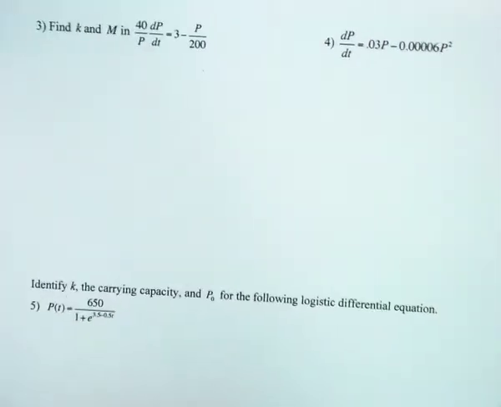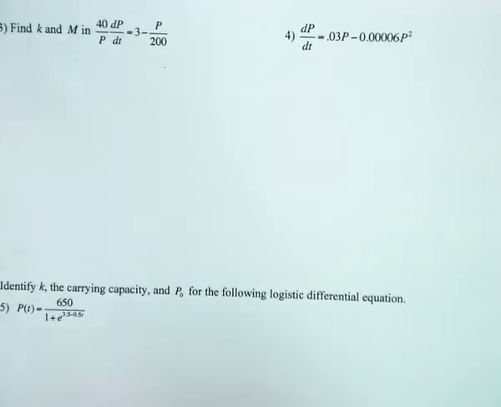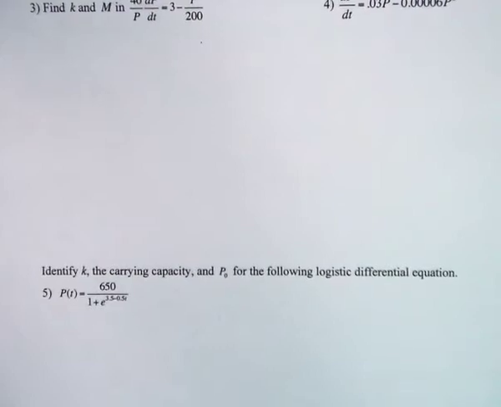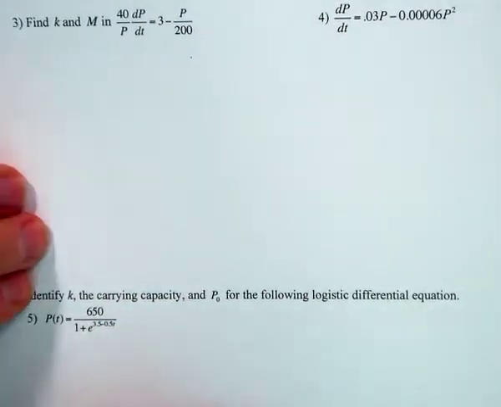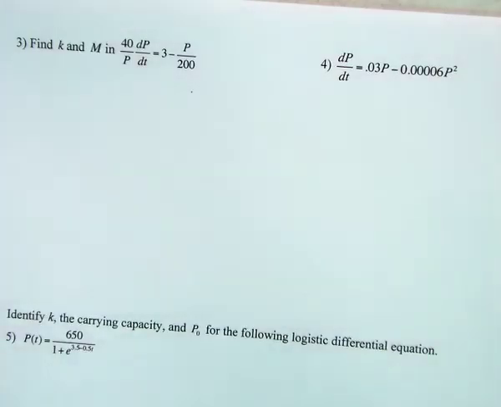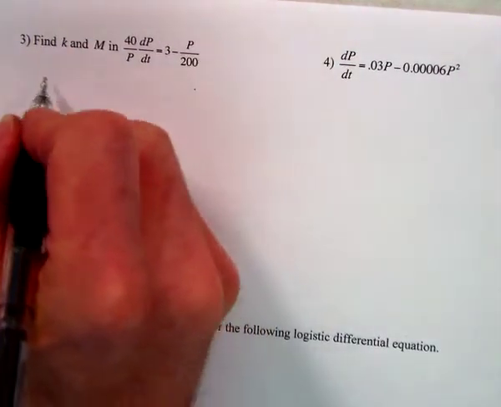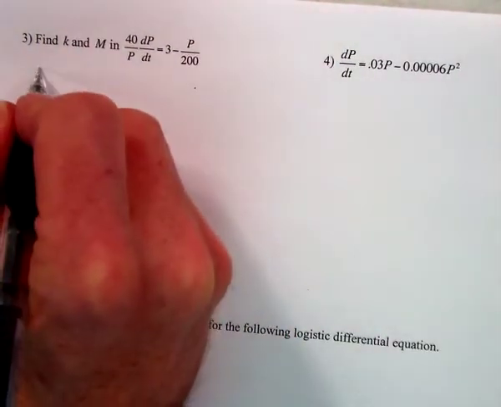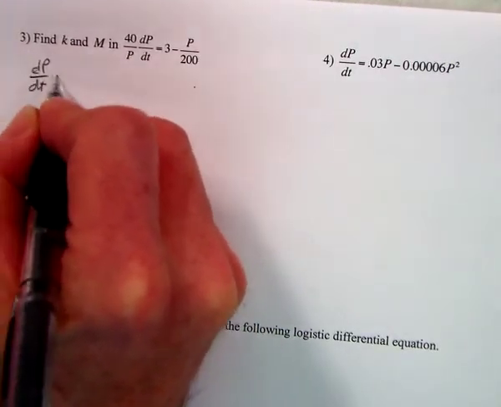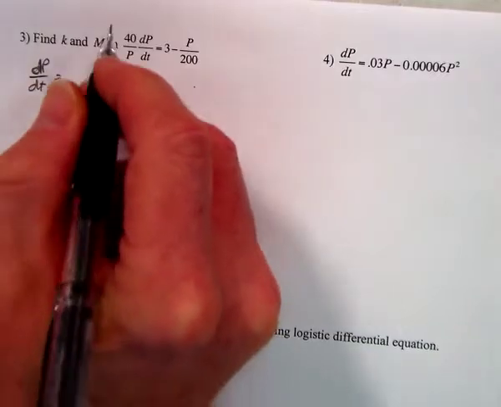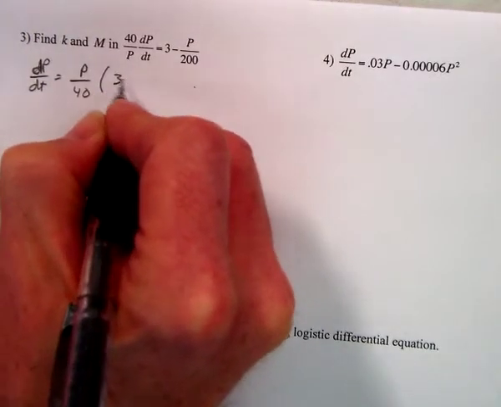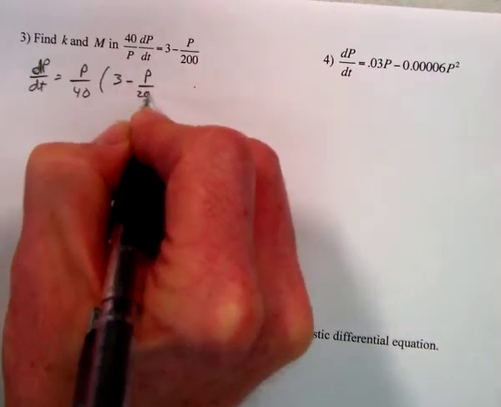Basically, we're just going to manipulate this stuff so we can have a better feel for what's going on. And then again, we will derive it later. So we have a little different form here. Let's rearrange that. So dP/dt equals P over 40 times 3 minus P over 200.